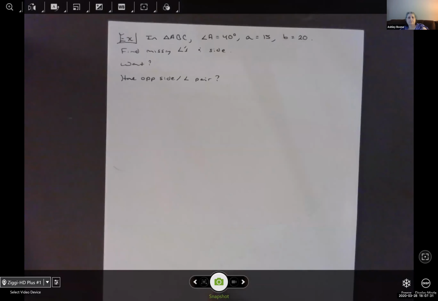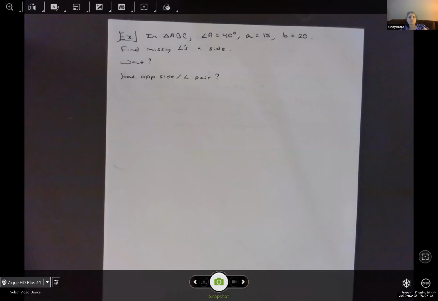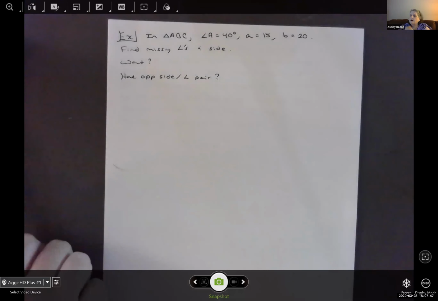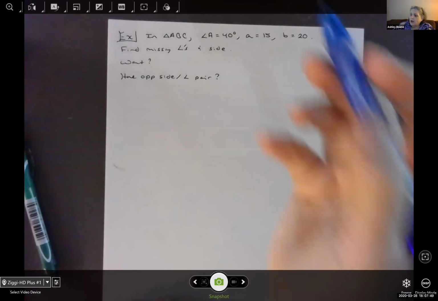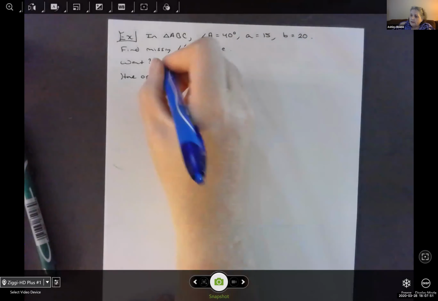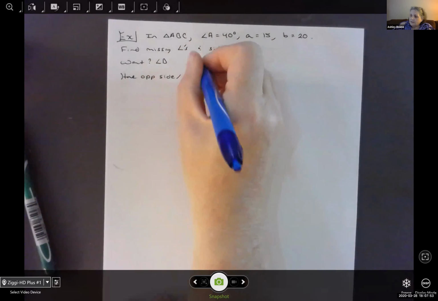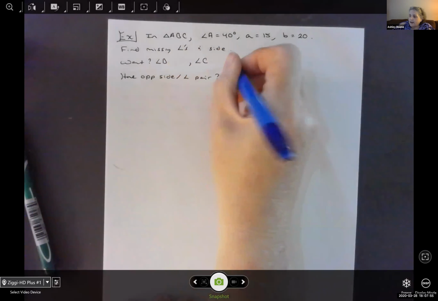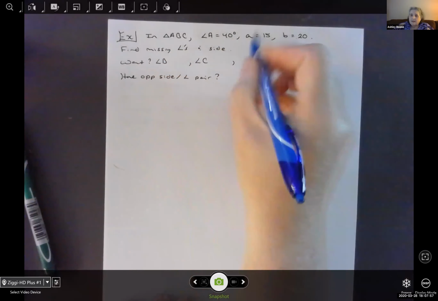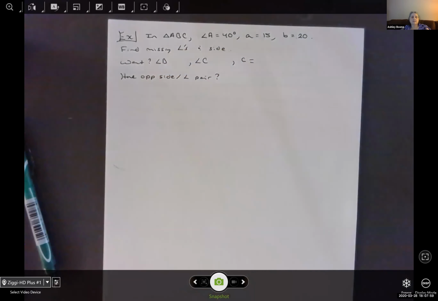Next example. We're given a triangle ABC. Angle A is 40 degrees. Side A is 15. Side B is 20. Similar to one that we looked at earlier. So we want to find the missing angles on the sides. So what do we want for our answer? We know angle A, so we need angle B. We need angle C. We know side A and B, so we need side C. So we want to look at those cases.